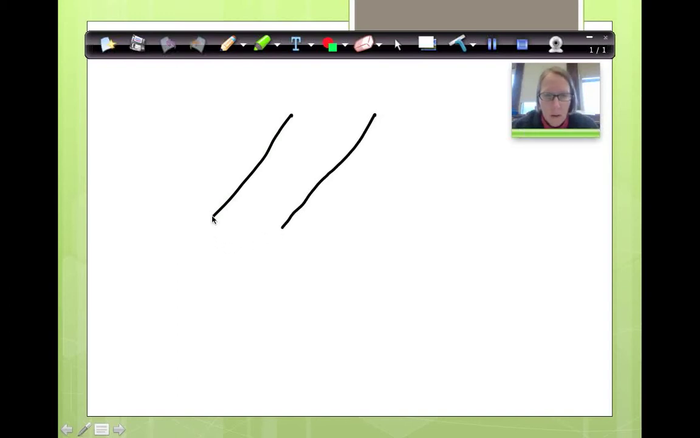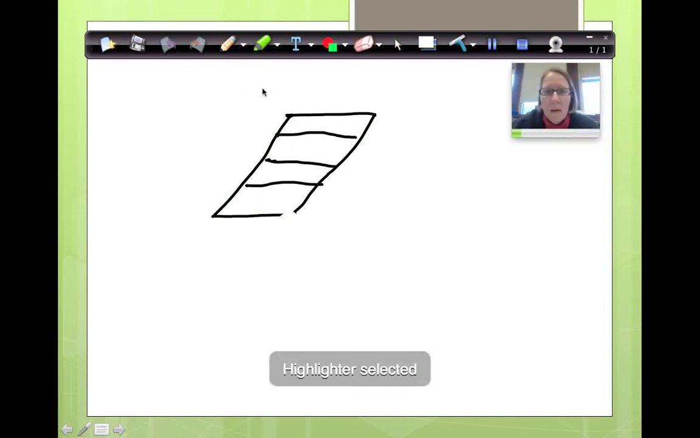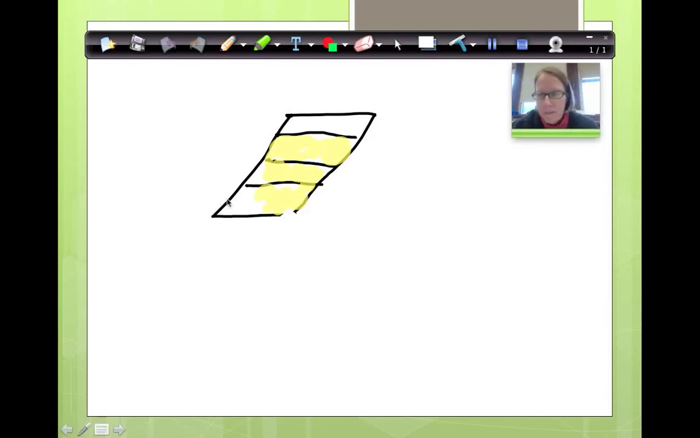See if I can draw a parallelogram. So I have a parallelogram, and it is divided into these parts. Now I want to know how many, if I shade in this many parts, there we go. Now, what did I make?